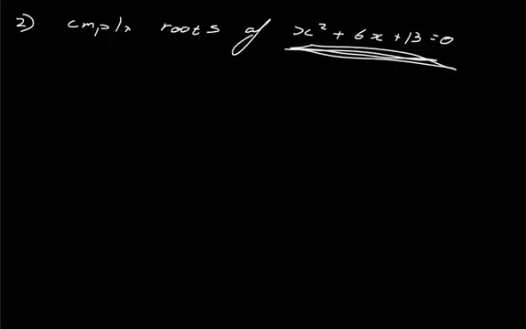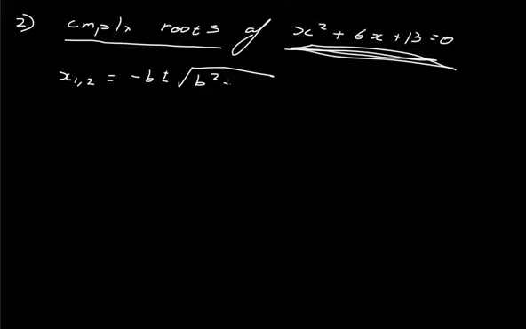And how do we factorize? Well, we could try the trinomial approach, but it's not going to work because they're already telling us that it has complex roots. So the trinomial approach won't work. So how are we going to do it? We're going to use the quadratic equation, which is x1 or 2 equals negative b plus or minus the square root of b squared minus 4ac over 2a.